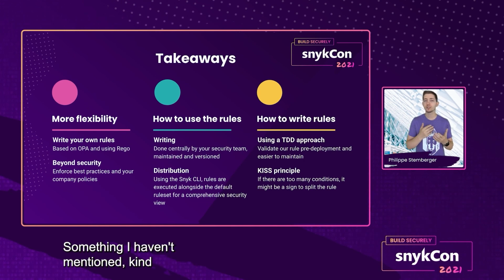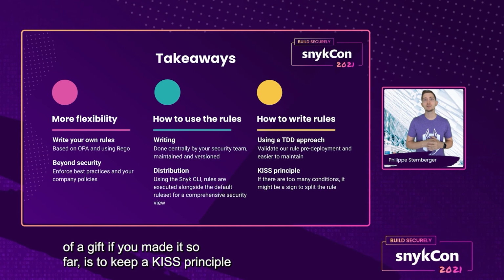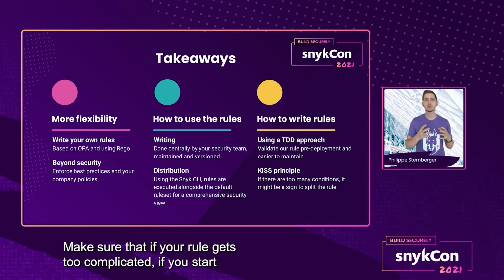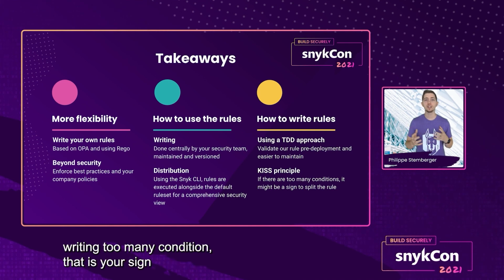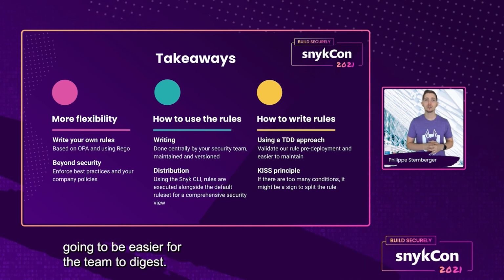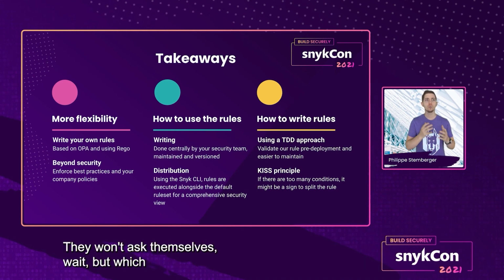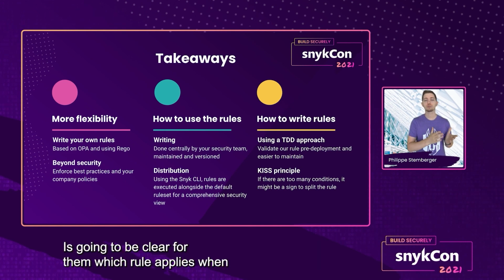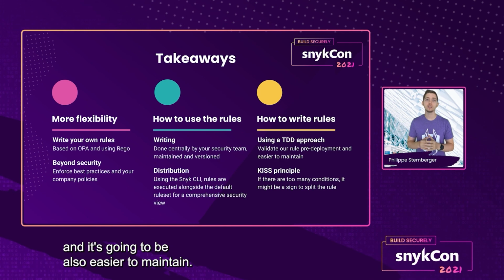Something I haven't mentioned, kind of a gift if you made it so far, is to keep a KISS principle approach as well. Make sure that if your rule gets too complicated, if you start writing too many conditions, that is your sign that you need to break that rule into smaller chunks. That's going to be easier for the team to digest. They won't ask themselves, wait, but which condition gets applied here? It's going to be clear for them which rule applies when, and it's going to be also easier to maintain.